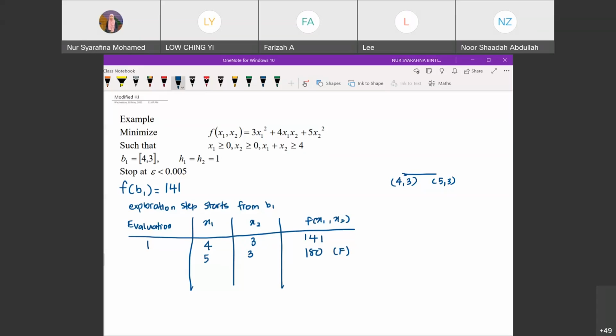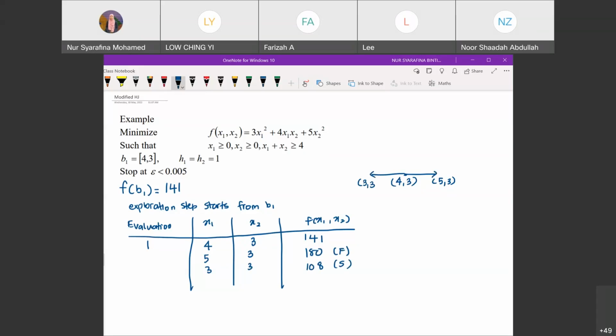Then move to the left. What is the point? So we have 3, 3, right? And then identify whether it is a failure or success. So 3, 3 gives 108. Okay, so this compared to 141, this is a success.